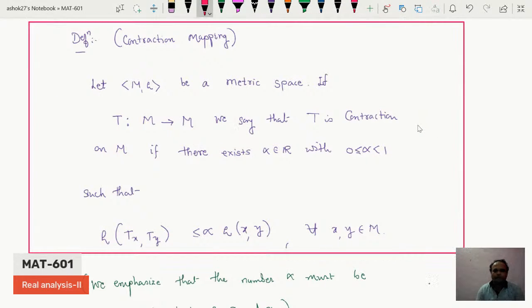Yeah. So let's suppose (M, rho) is a metric space, and T is a mapping from capital M to M. So we say that T is a contraction on M if there exists alpha. So alpha is a real number. Basically, it is a positive real number. It satisfies the conditions alpha strictly less than 1 and greater than or equal to 0.